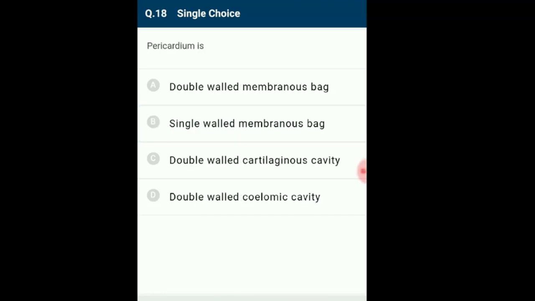Question number 18. Pericardium is. The pericardium is a tough double-layered fibrous serous sac which covers the heart. The space between the two layers of the serous pericardium, the pericardial cavity, is filled with serous fluid which protects the heart from any kind of external jerk or shock. So the answer is option A, double-walled membranous bag.